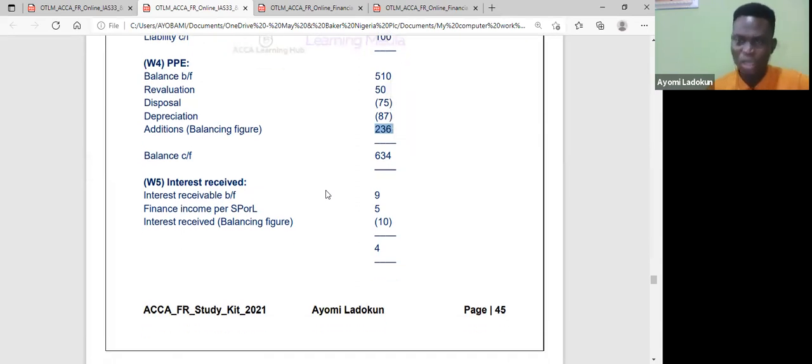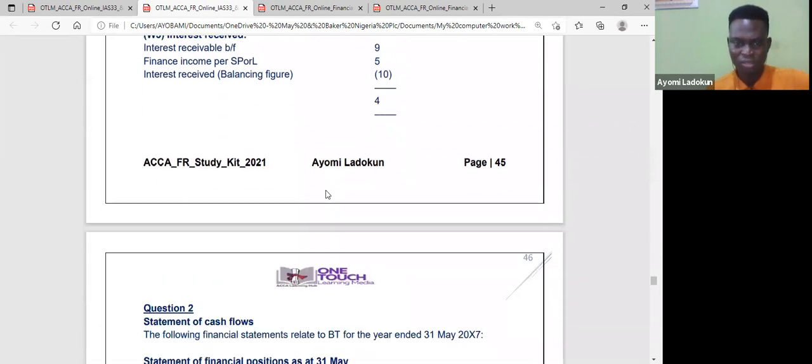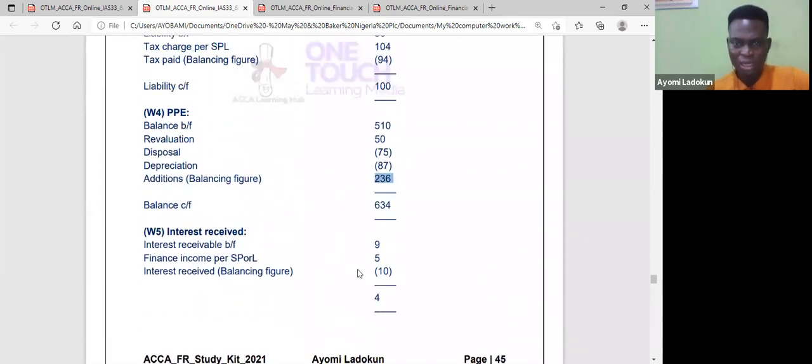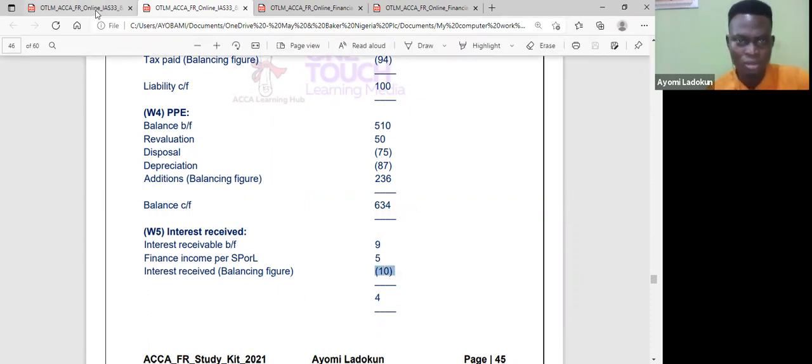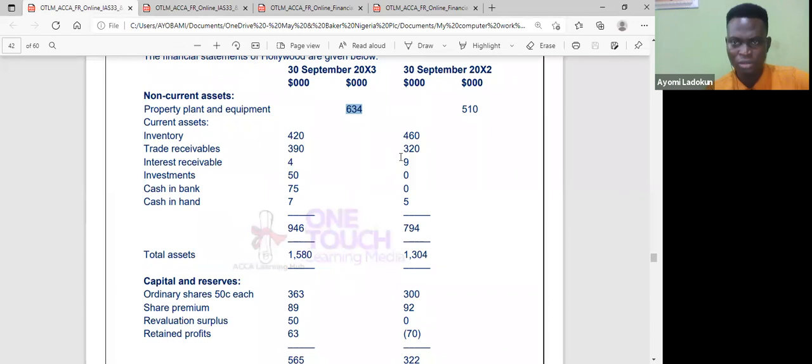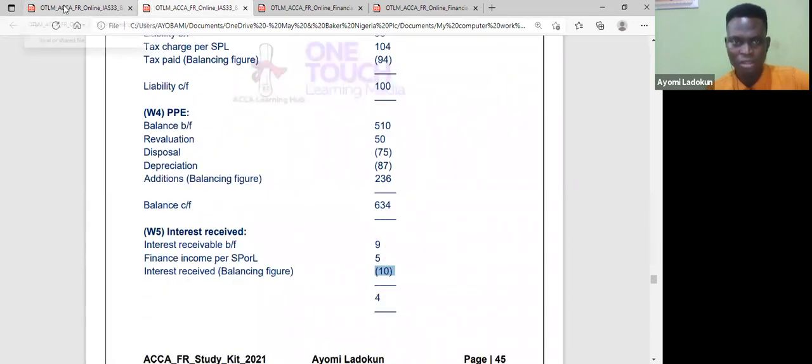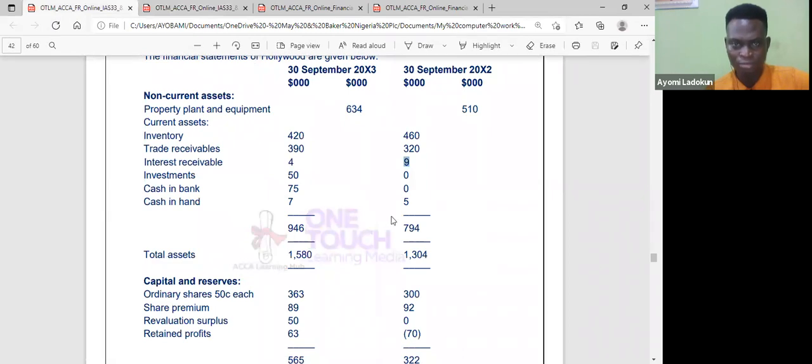The same way with my interest. So what was my interest in the account? Then I look at the finance cost. Then what happened at the end of the year? Then the difference is 10. So let's try to find out interest in the account. Interest receivable, we said 9. Can you see that? So that's how we got that 9. Then finance cost is 5, if you remember.